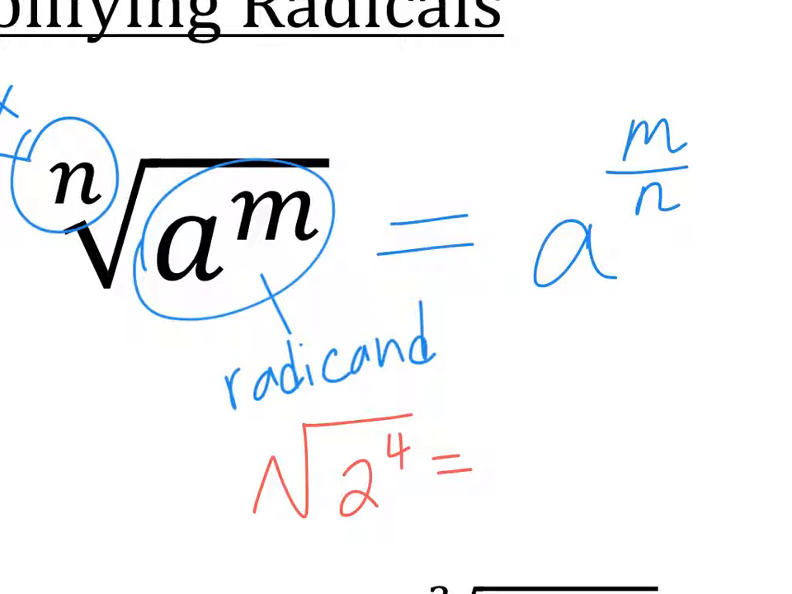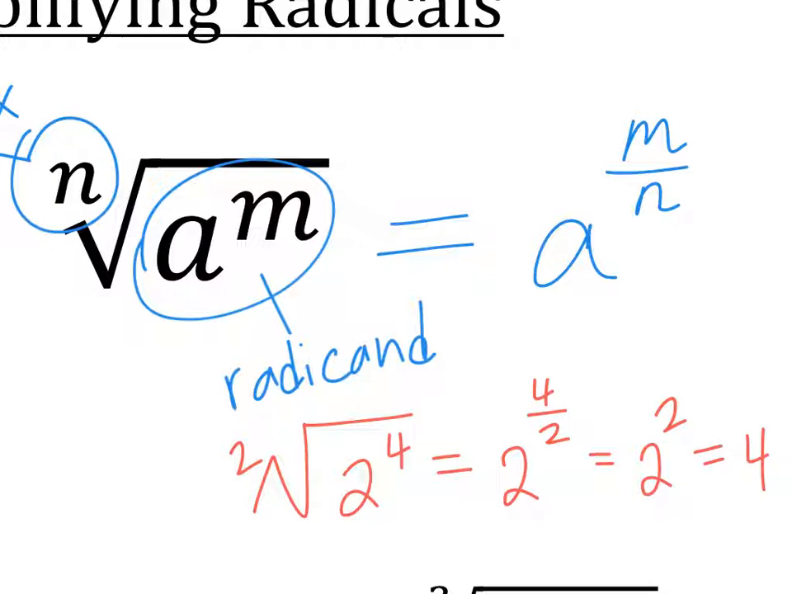Square root of 2 to the 4th. What's the index on this square root of 2 to the 4th? 2. Okay, so we can change this as 2 to the 4 over 2. The power that's inside the radicand is the numerator. The index is the denominator. Okay, so now we can simplify this as 2 to the 2nd, which is 4.